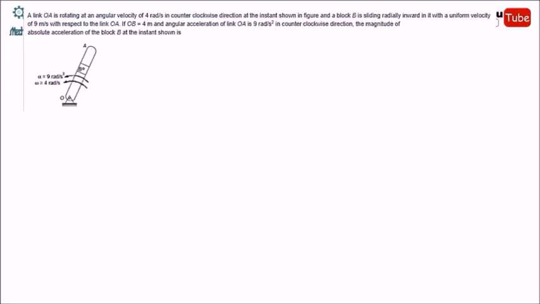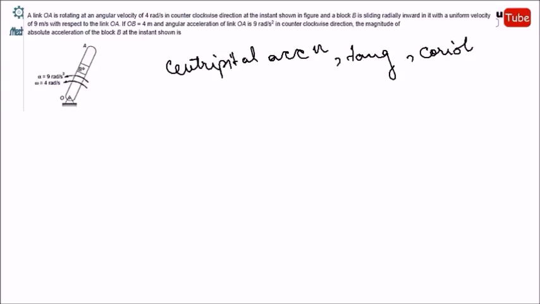Now here we will have different accelerations involved, but we need to find out the resultant acceleration. So the first one, if we look, the absolute acceleration of B will be actually a vector addition of centripetal acceleration and tangential acceleration, and along with that we also have the Coriolis component of acceleration, because we have a body which is sliding on a body which is rotating.